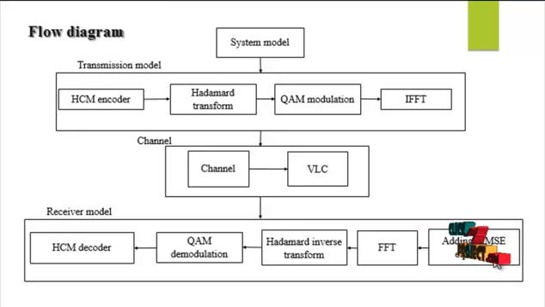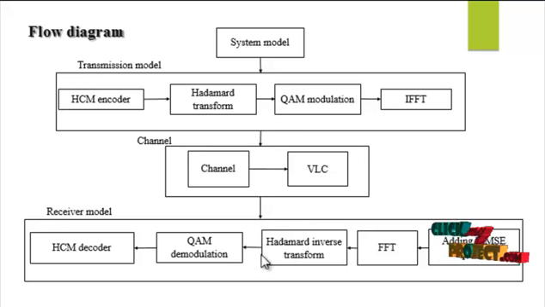We add the MMSE equalizer, that is the minimum mean square error equalizer, and then the FFT, that is the fast Fourier transform, and then the inverse Hadamard transform. So in the transmission model we use the Hadamard transform, and the receiver model uses the inverse Hadamard transform. These are the changes in the receiver model.